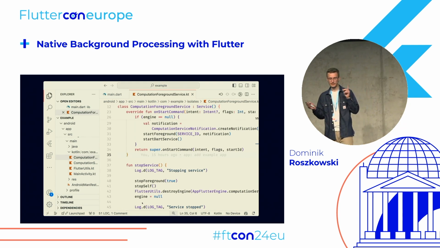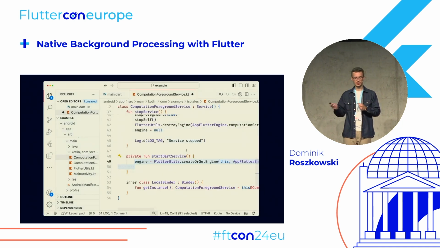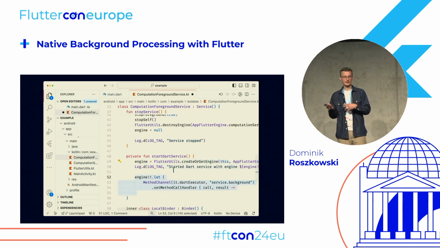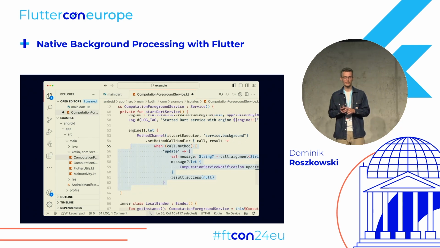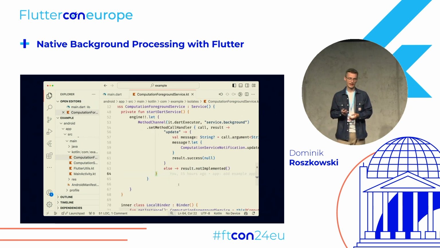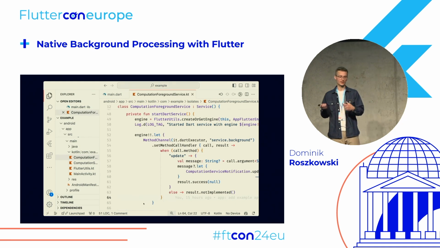we have 5 seconds to start the foreground notification for the foreground service, and then we are going to call startDartService. Here is the juicy part where we are getting the Flutter engine from this class. I'm going to show you in a second how it works. And once we have the new Flutter engine, we can establish a connection again using a new method channel. Whenever we get an update, we are going to update our notification.